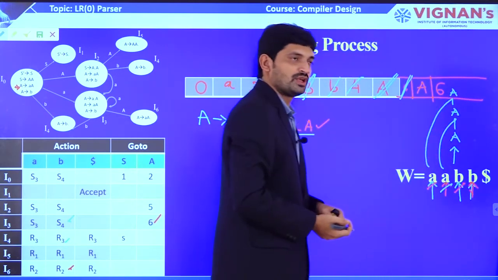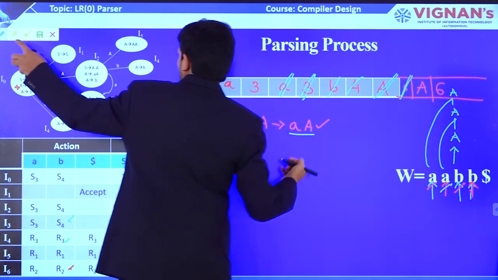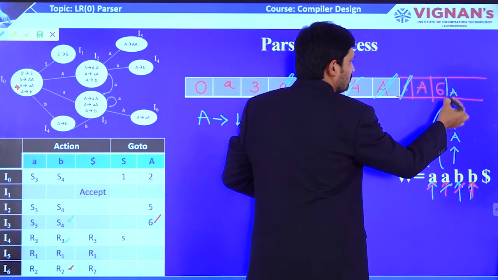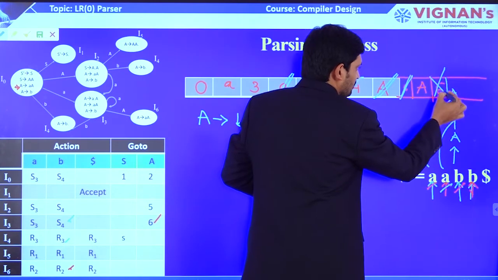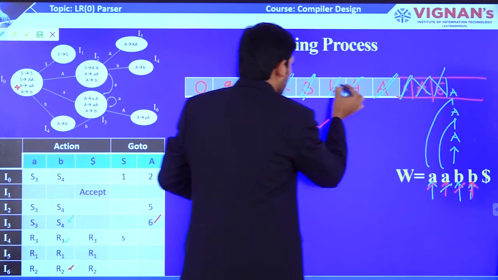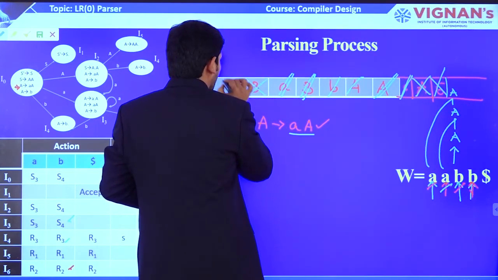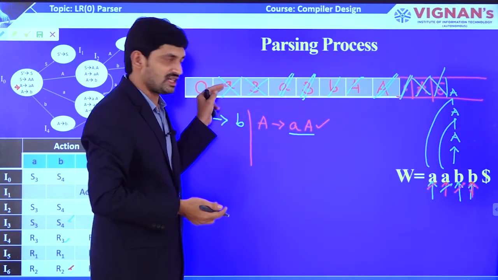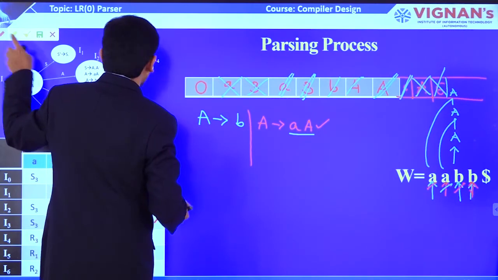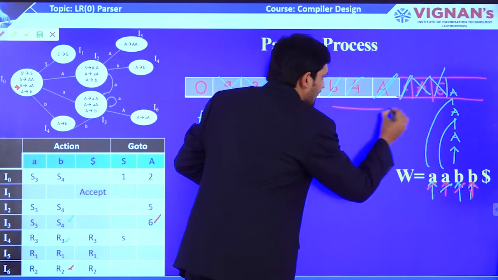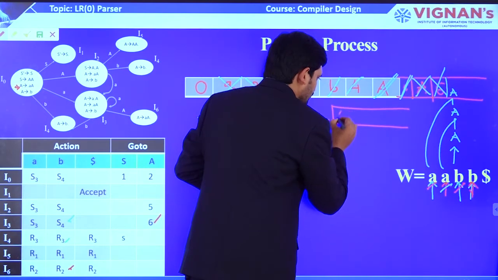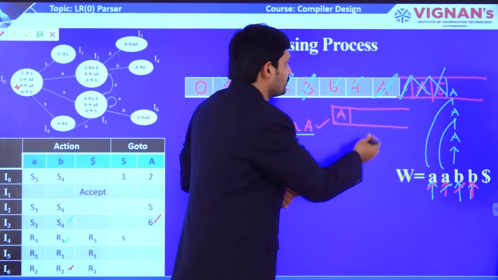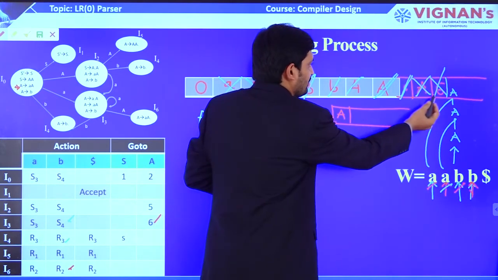capital A. And as we discussed, we have to perform the reduction operation as I have to reduce 4 symbols from the stack. So, this is the first symbol, second symbol, come to here, third symbol and fourth symbol. I reduced the fourth symbol from the stack and I have to push the capital A onto the stack like this. Okay. So, now check, this is capital A.